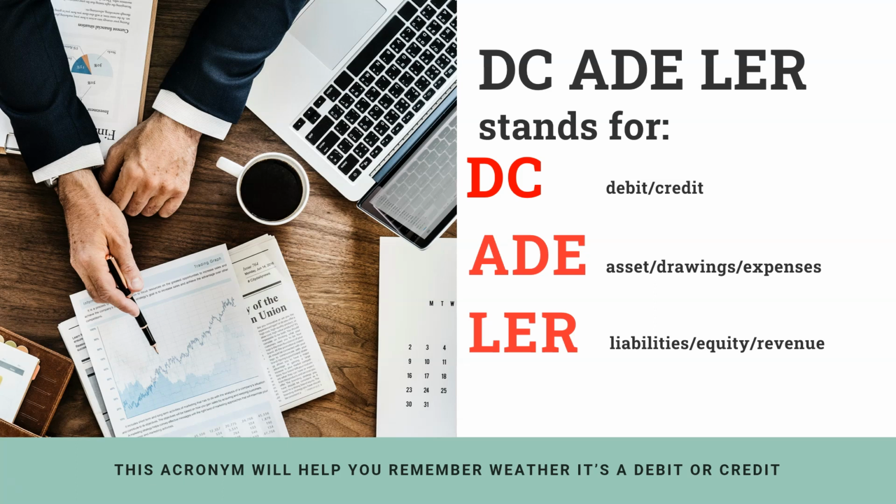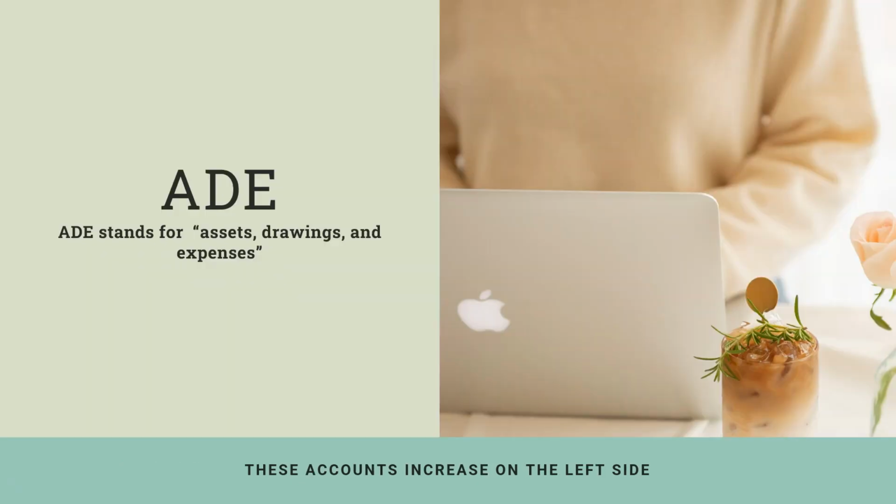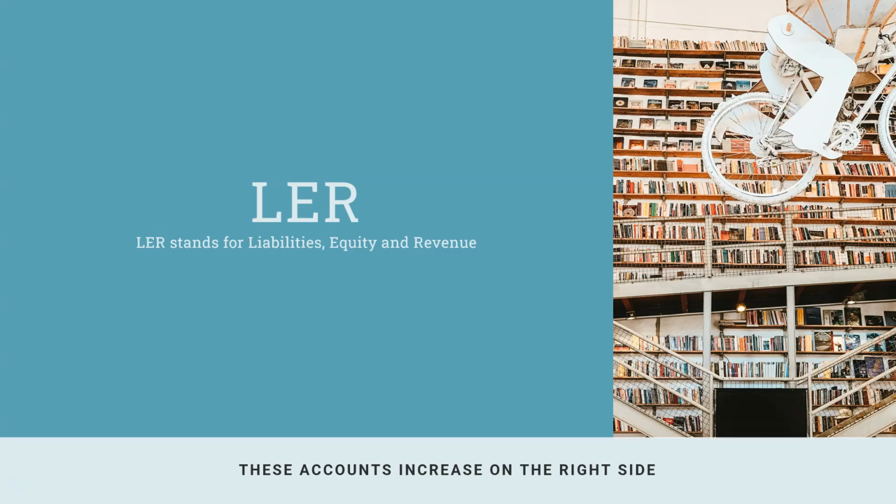This acronym will help you remember whether it's a debit or a credit. So, DC stands for debit or credit. DC refers to whether or not a transaction is increasing or decreasing. ADE stands for assets, drawings, and expenses. These accounts increase on the left side. LER stands for liabilities, equity, and revenue. These accounts increase on the right side.